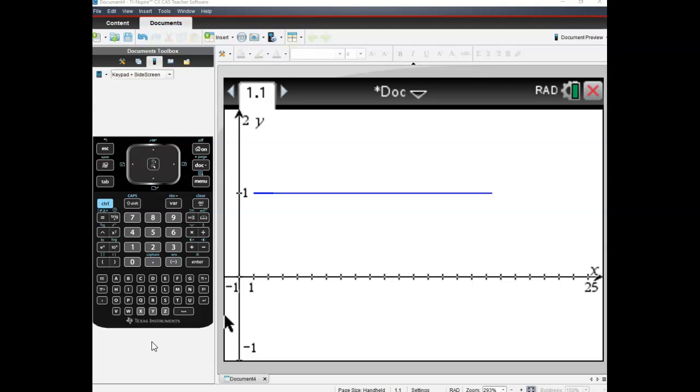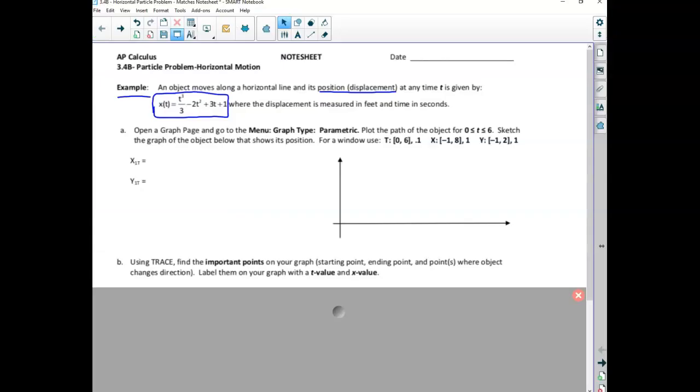Now this is going to be horizontal motion. I'm going to quickly go, and when we get points, we're going to write our points right on here. Remember, our horizontal is 1/3 t cubed minus 2t squared plus 3t plus 1, and my vertical component is going to be 1. Now we're going to come back to the calculator.